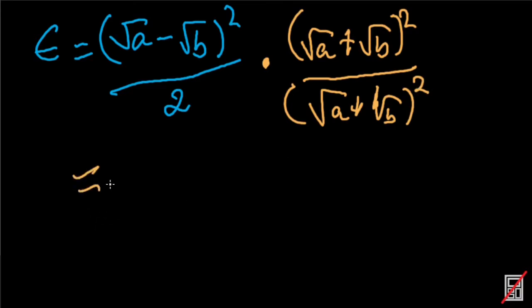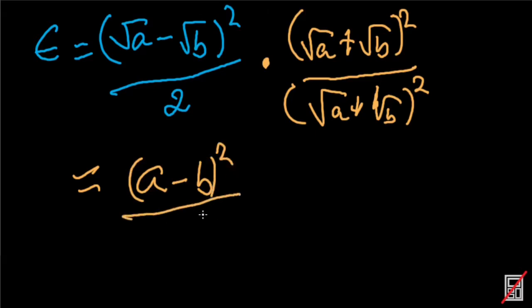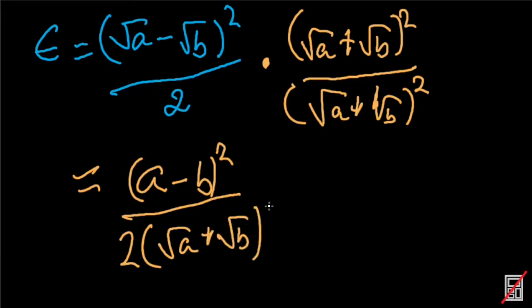which is equal to, using difference of squares, a minus b, a plus b, will give us the square of that minus the square of this. So we'll get a minus b squared over 2 times the square root of a plus b, or the square root of a plus the square root of b squared. Now, this might not look simpler, but it is more useful.